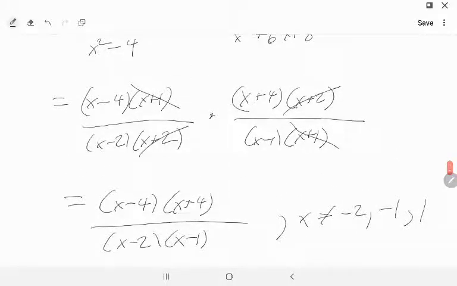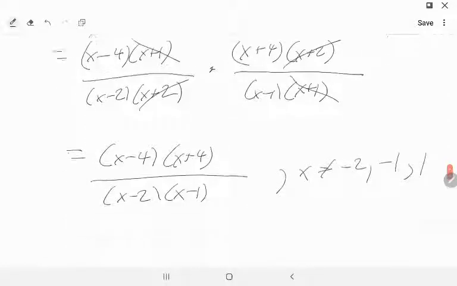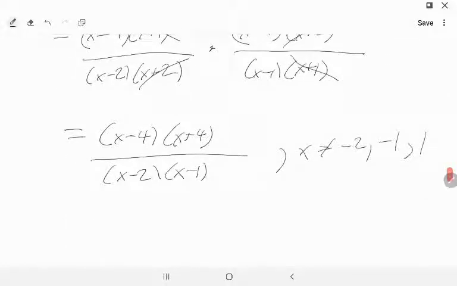Because if x was positive 1, we notice that if x equals 1, we get division by 0. And we can't allow division by 0. That causes problems. So if we were going to indicate domain restrictions, we have to make sure we restrict x from being negative 2, negative 1, or 1.